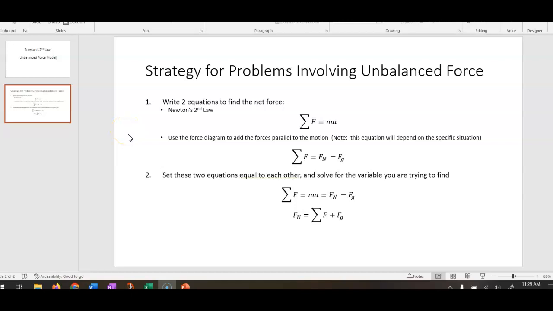The first thing that we need to do is to write two different equations to solve for the net force. One of them is Newton's second law, which says that the net force equals the mass multiplied by the acceleration. For the second equation, you will look at your force diagram and add the forces parallel to the direction of motion. Although I've put the most common equation for the problems we've been looking at, note that this equation is going to depend on the specific situation that you're looking at, okay?